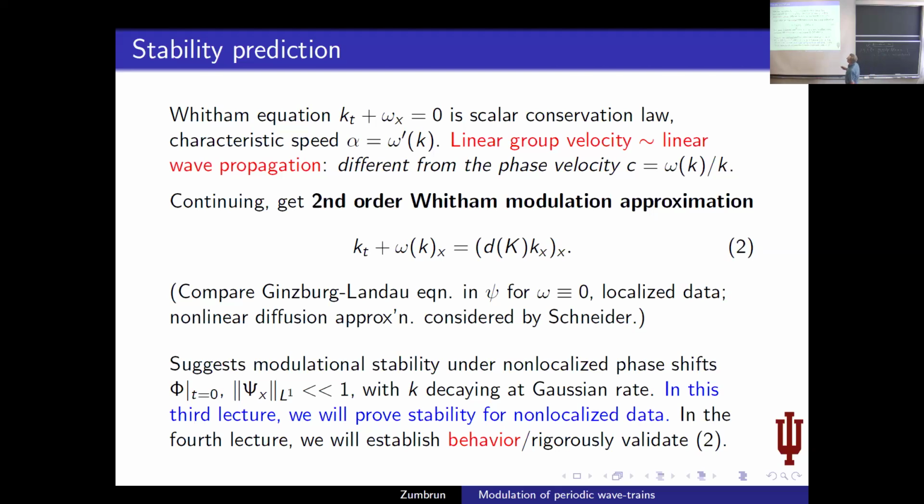Okay, and to understand that, we could notice, well, what's the kind of data we're looking at? We were looking at localized data, so perturbations that are in L1 or L2. So that's like psi in L1. But that means K is the derivative of an L1 function. This is a Burgers type equation.